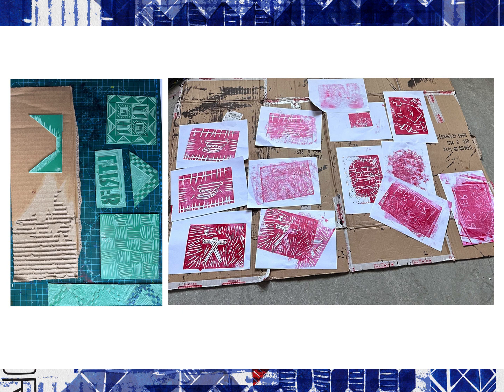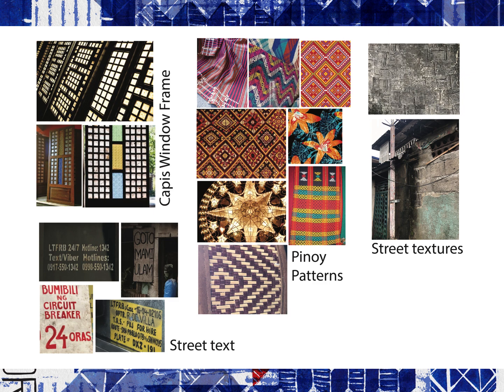So, I would start by using patterns, items, and textures from the photographs. Then using the lino blocks, I sketched and carved them out. The majority of the patterns I designed were influenced by other patterns found on other fabrics, such as banigs, which are floor mats.